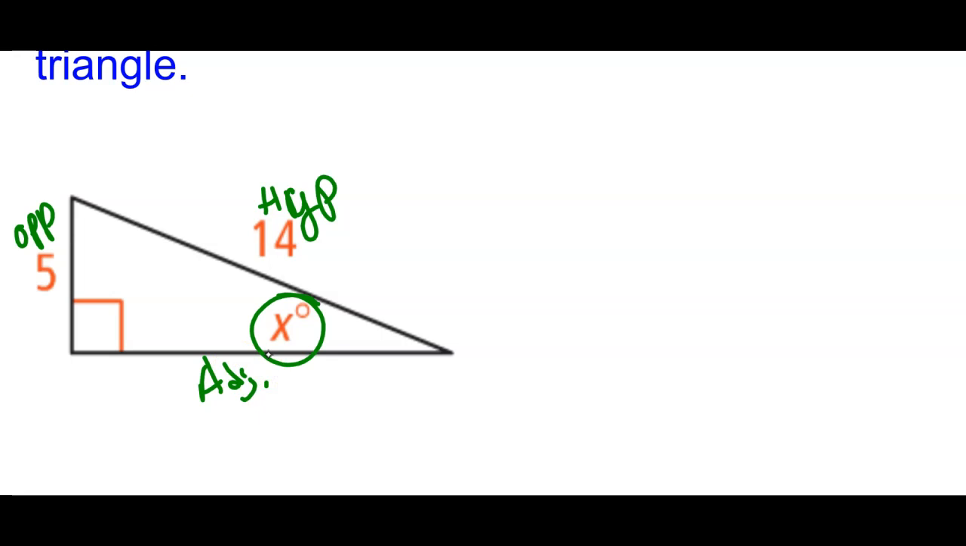Now, I don't know the adjacent side, and I'm not trying to find the adjacent side, so I really don't care about that side. What do I know? I know the opposite and the hypotenuse. What trig function uses opposite and hypotenuse? Well, the sine does. So I want to know the sine of my angle. My angle here is going to be x, and that equals opposite over hypotenuse.